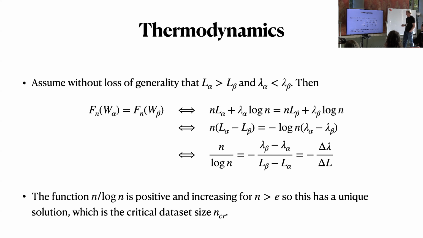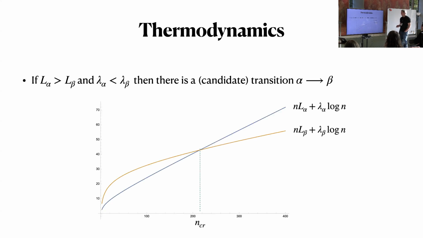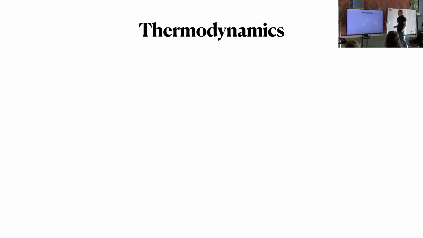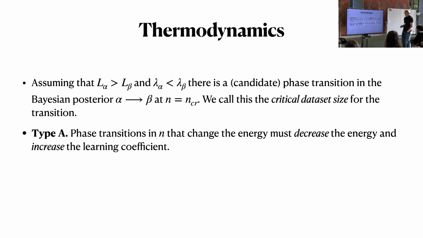There are various caveats. I think I'll leave those for Edmund's talk. And that's what it looks like if you plot the free energy at the phase transition. It swaps. The lowest one is the one that's dominating the posterior, and it swaps at this point. So that's what we've been referring to as a type A transition. It's the simplest one. It's where the energy decreases and the learning coefficient increases. And to cut a long story short, we have good evidence that this actually occurs in practice.